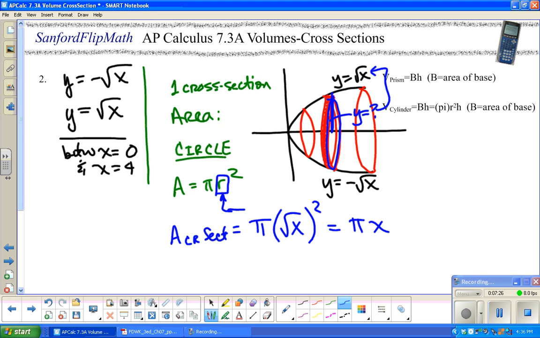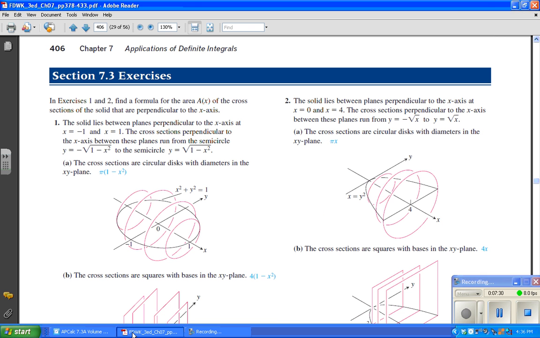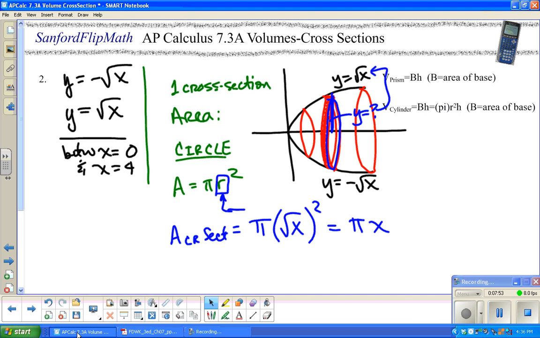Well, we're going to do a little bit more with this. We're actually going to find the volume, because ultimately that's what we need to do. So it says in the directions, way over here, find the formula for the area of the cross sections of the solid that are perpendicular to the x-axis. So they're saying the cross section itself, like if I put a diameter through there, is perpendicular to the x-axis. So that's what we're doing here, a cross section that's cutting across the x-axis.